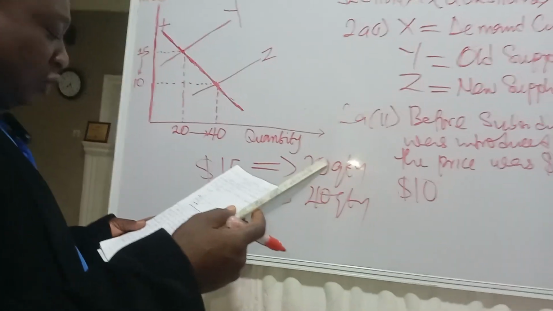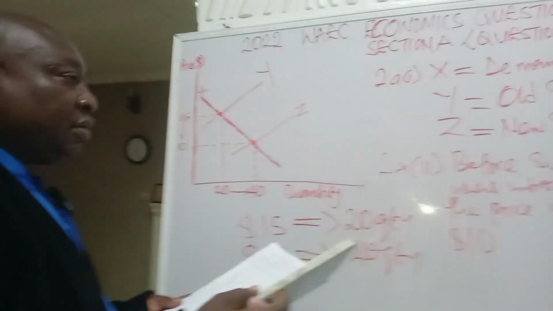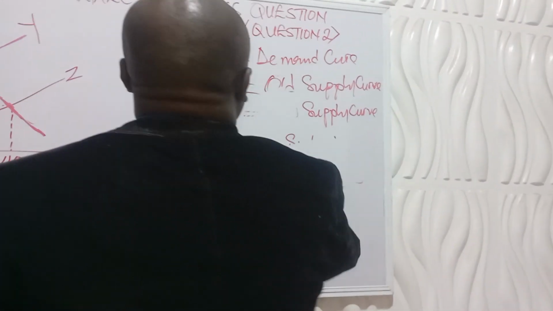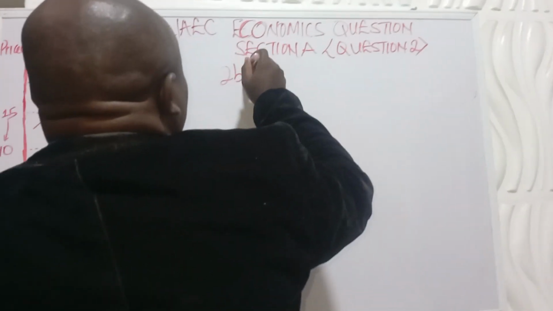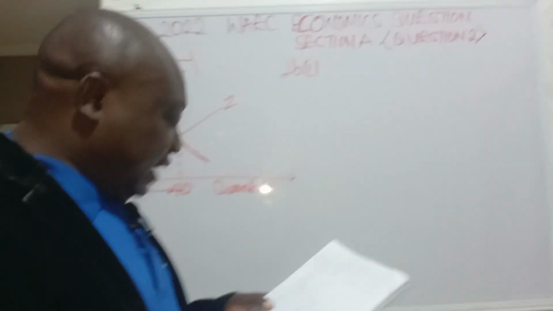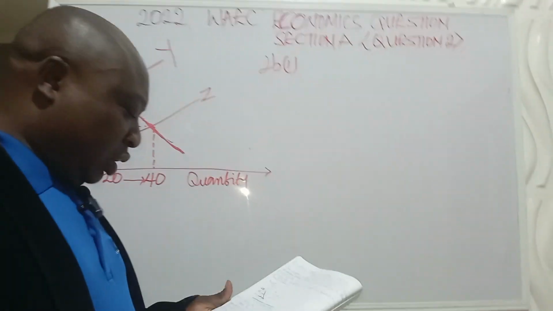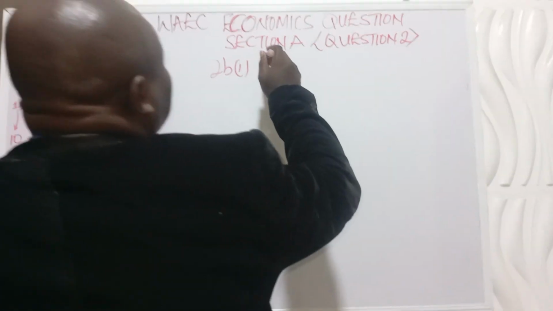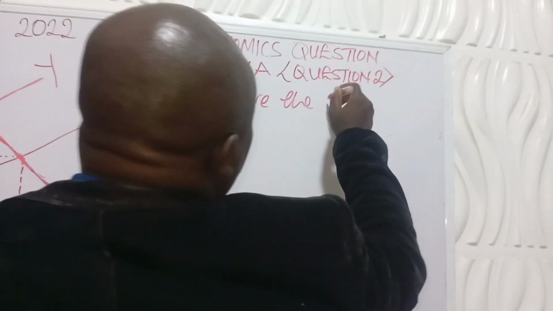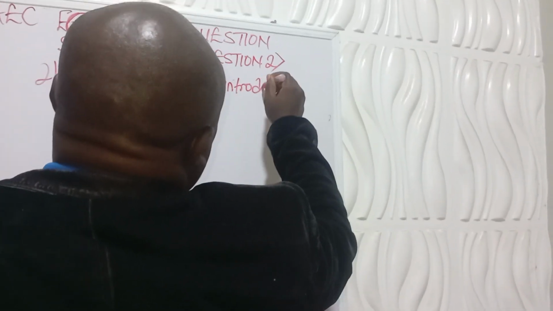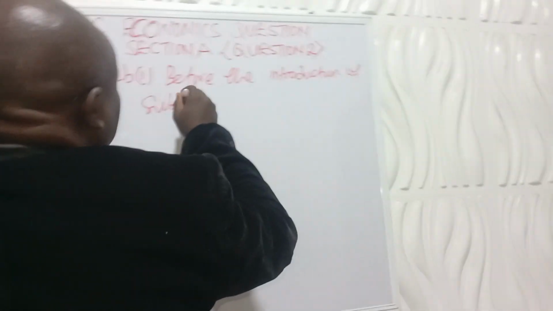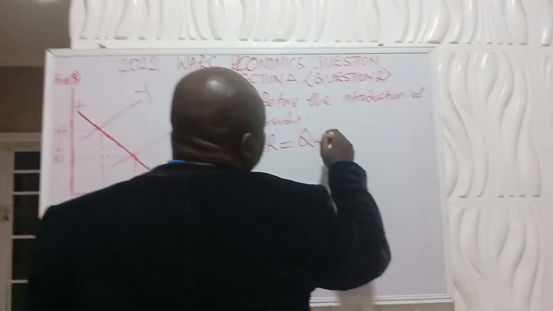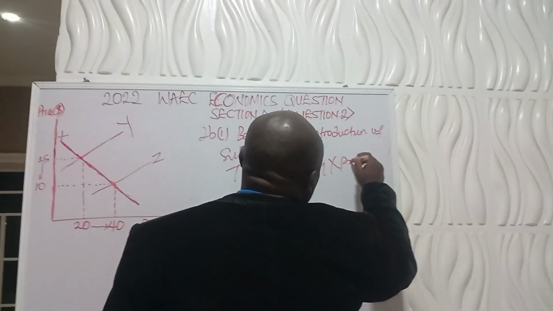Now question 2B. Calculate the total revenue of the producers. Roman figure 1: before the introduction of subsidy. We have 2B Roman figure 1, and it says that we should calculate the total revenue of the producer before the introduction of subsidy. What is total revenue? Let's calculate it. You know, to calculate revenue is quantity times price.